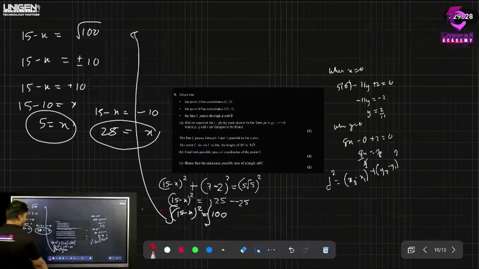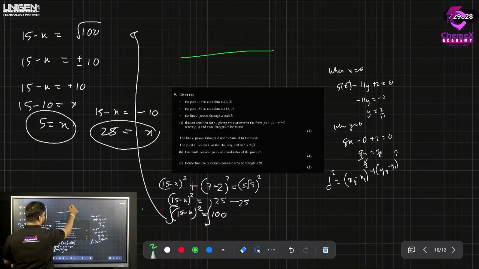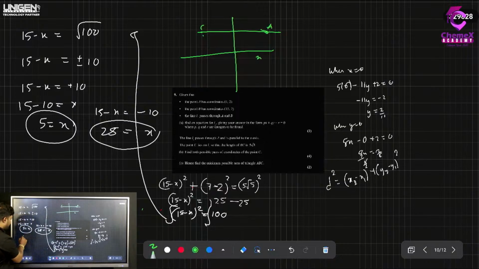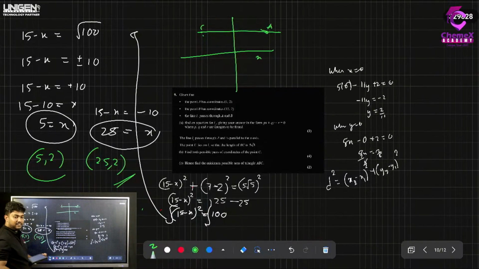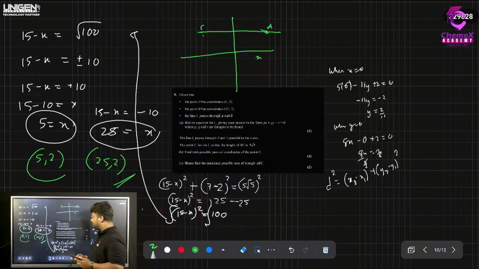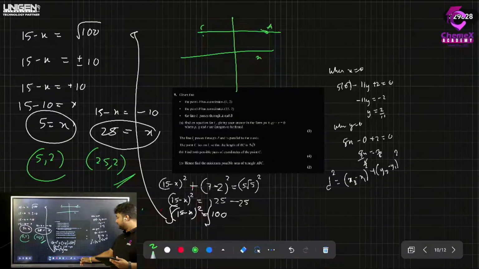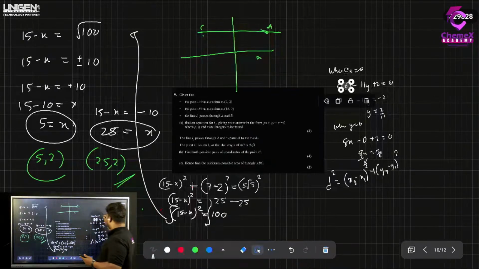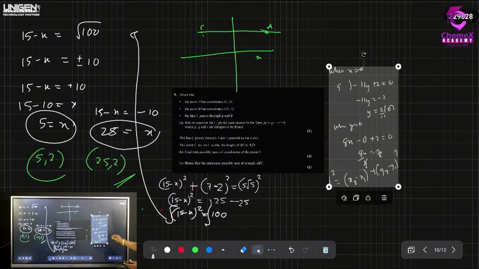Why? As I said, when you take the graph, it is parallel to the x axis, right? The y was 2 for A, and it is through that same 2 that it cuts C as well. So 5, 2 is one coordinate. The other coordinate is 25, 2. Got it? Because both are on the L2 line. Do you understand or no? Any doubts? Anyone? If it's not clear, ask.